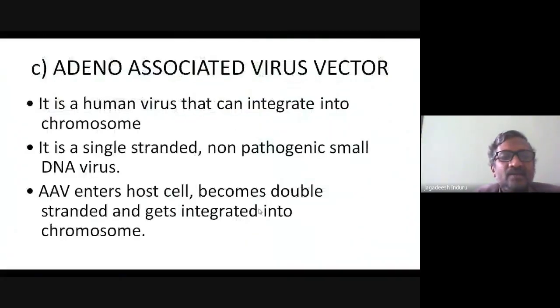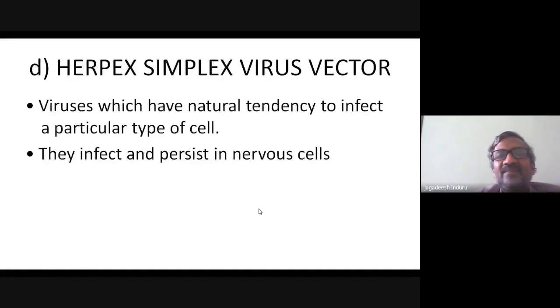So the adeno-associated virus, that is AAV, enters the host cell, becomes double-stranded, gets integrated into the chromosome, and serves the purpose. And the next one is the herpes simplex virus vector.